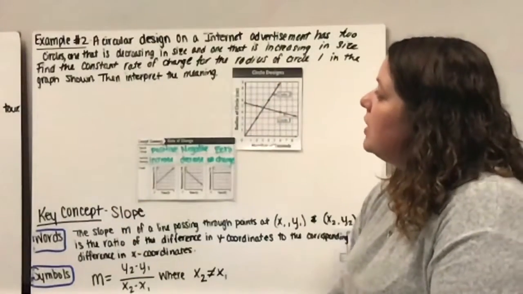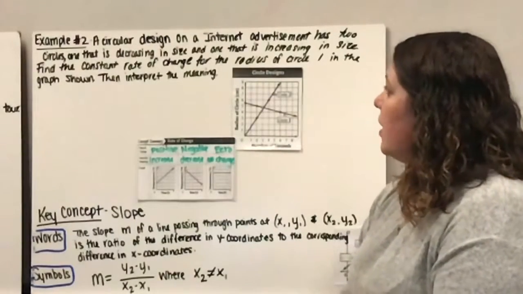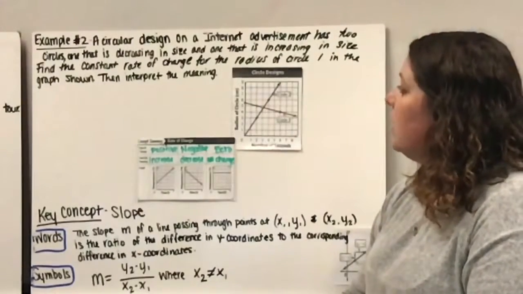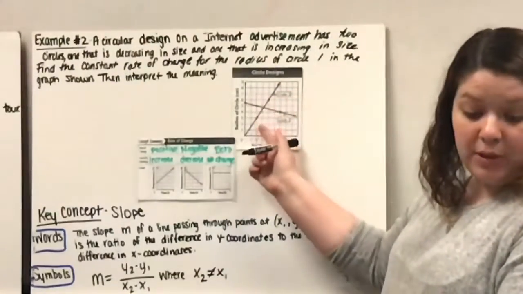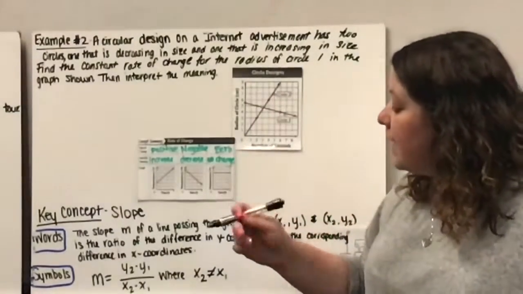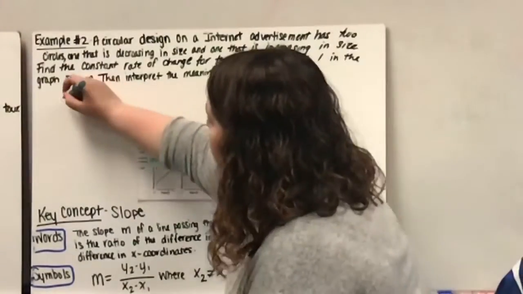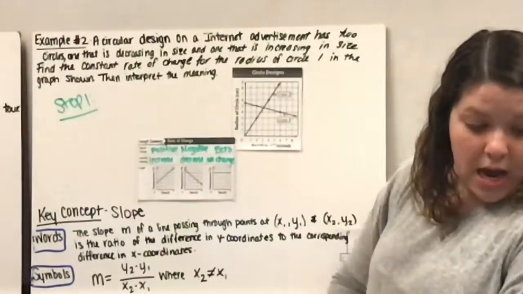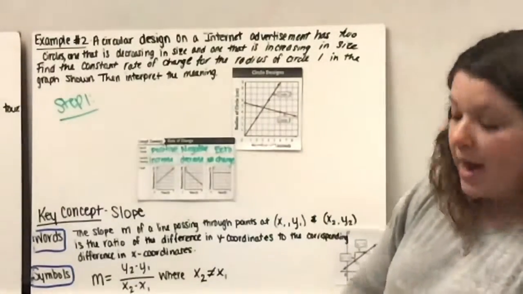So example number 2 says a circular design on an internet advertisement has 2 circles, one that is decreasing in size and one that is increasing in size. We're going to find the constant rate of change for the radius of circle 1 in the graph shown, and then we're going to interpret the meaning. So if I look here, here's my graph, and that graph should be on your paper. So the first thing I'm going to do, there's 2 different steps here. So step 1, I'm going to choose 2 points on my circle 1 line.